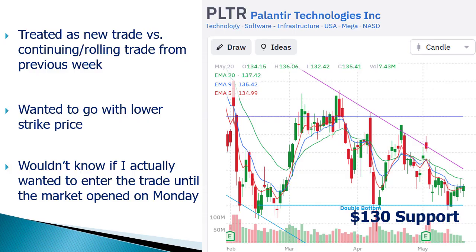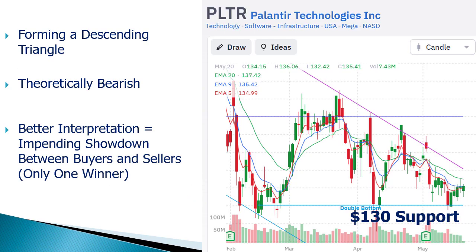But instead of rolling that position out, I decided to exit it and treat the following week's trade as a separate trade. That's partly because I plan to drop the strike price down from that 130 strike to 125. But it's also because I wouldn't know whether I actually wanted to enter the trade until I saw where the stock and the broader market was trading or behaving when the market opened on Monday. And this is where the technical analysis comes in.